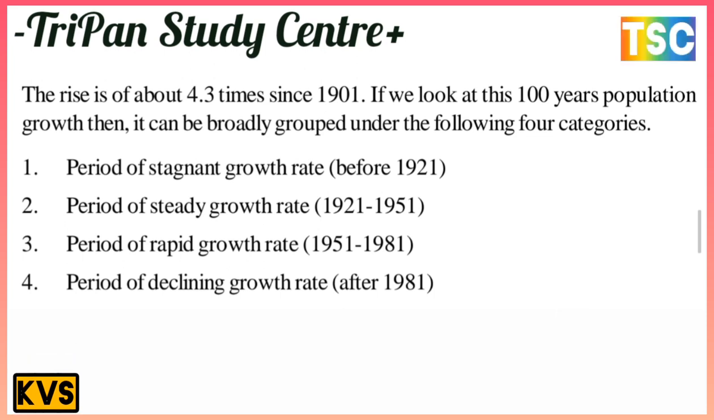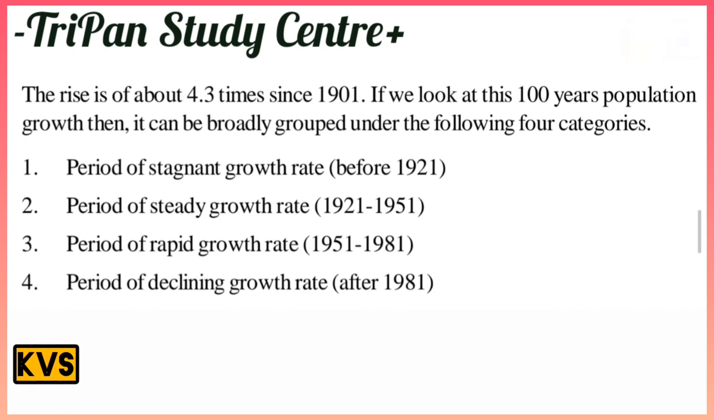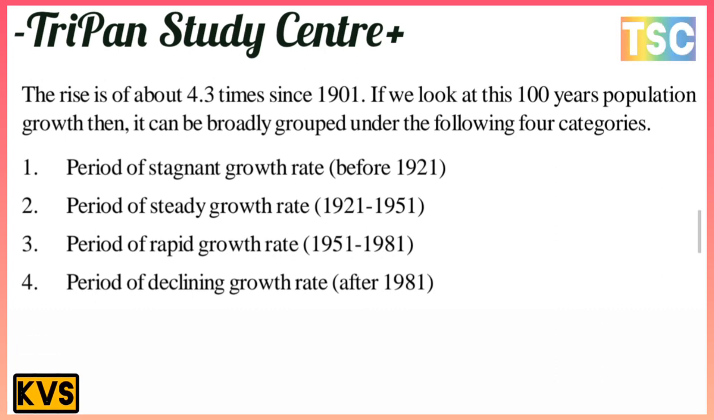If we look at the 100-year population growth, it can be broadly grouped under the following four categories. A period of stagnant growth rates before 1921, a period of steady growth rate from 1921 to 1951, a period of rapid growth rate from 1951 to 1981, and a period of decline of growth rate after 1981.